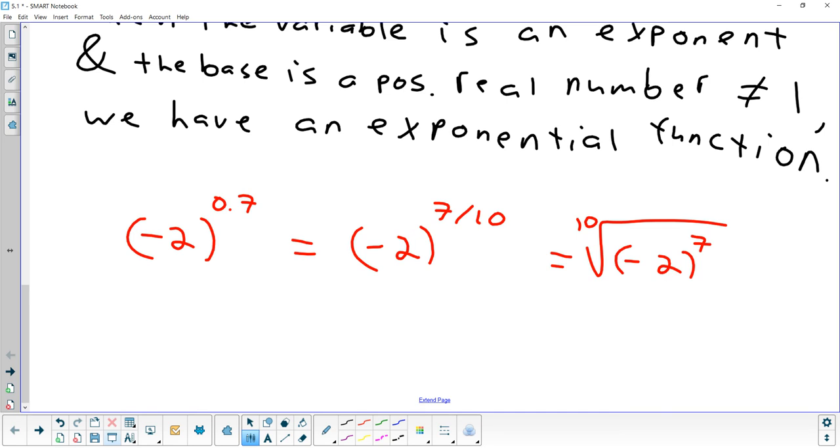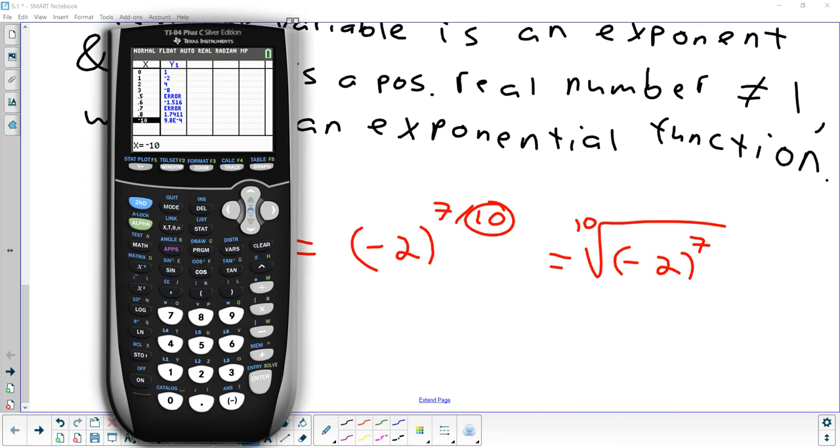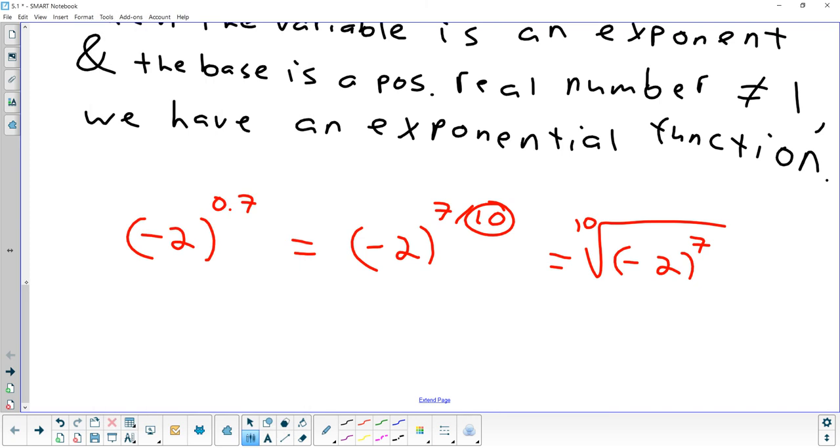Negative 2 to the 7th power would be a negative number, and then you're trying to take an even root of a negative number. So basically, any fraction that you could write that has, in lowest terms, an even denominator, you wouldn't be able to type that number in. So 0.9, that shouldn't work either. And it doesn't, because that'd be raising it to the 9/10 power. You can't take the 10th root. All right, so it's, again, very weird. So we're only going to worry about bases that are positive and not equal to 1.